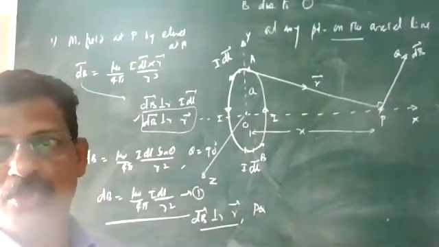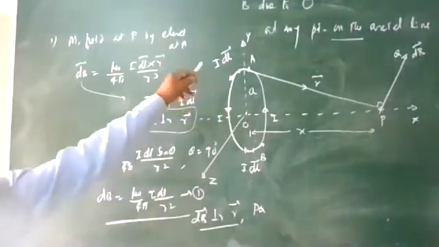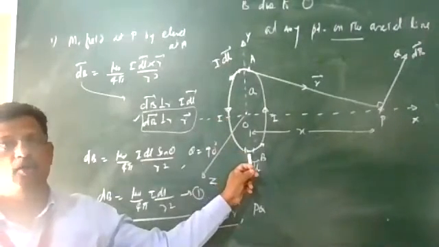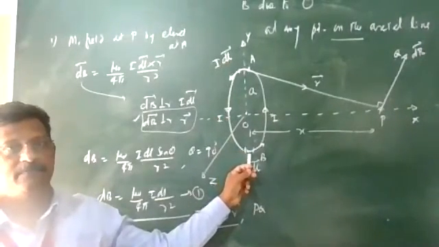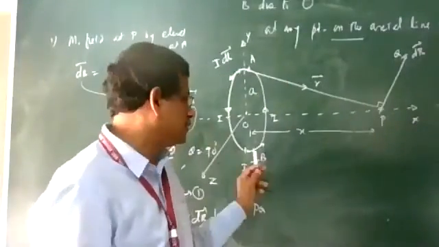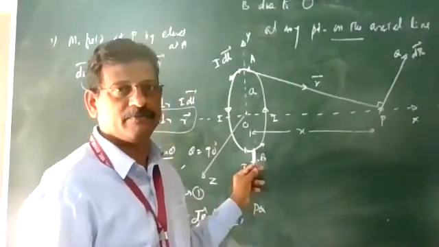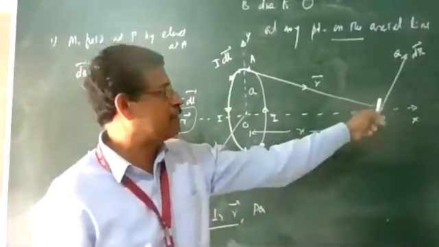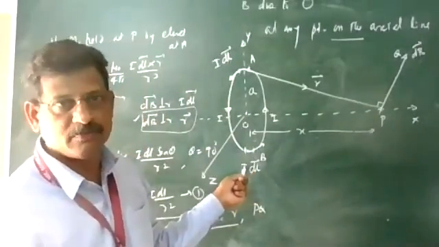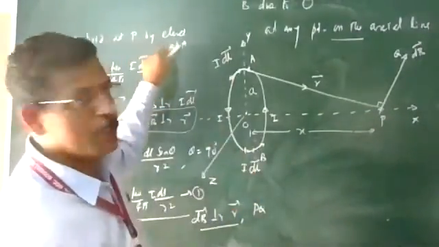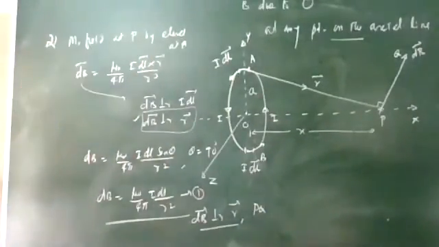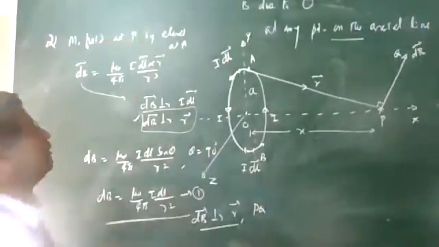Now what I am going to do: one element is done, so take the other element which is diametrically opposite. If it is 1 meter from here, it is 1 meter from there, the same length. So I am going to calculate the magnetic field at point P due to the element at B. I am not going to change this; this is point number 2, the magnetic field at P by the element at B.